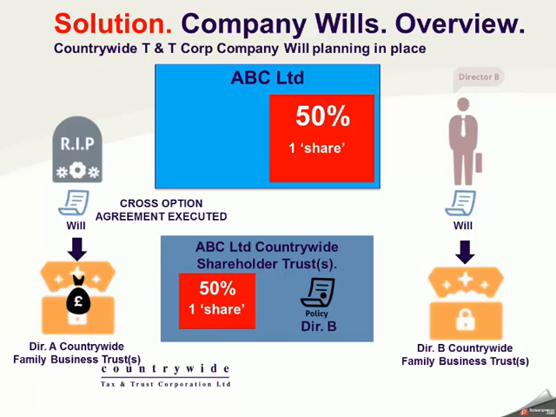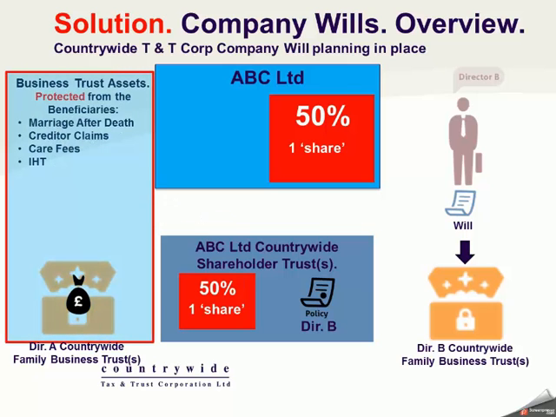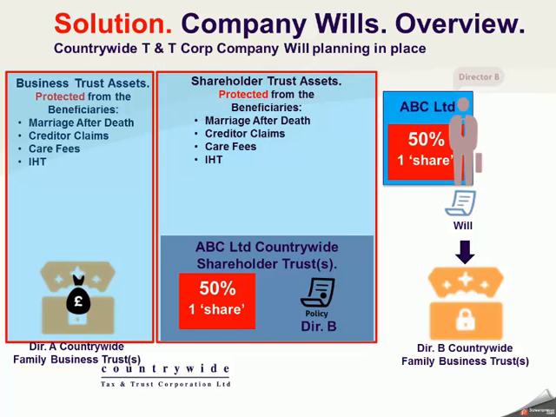The cross option agreement is now executed, and as you can see now, the life policy proceeds are held in the family business trusts, and the deceased share is now held in the shareholder trust or trusts. Now, in talking about the business trusts, those policy proceeds are now protected from Director A's remarriage, credit claims, care fees and future inheritance tax. The deceased share of the business now in the shareholder trust is also protected from Director B's marriage after death, credit claims, care fees and inheritance tax. Clearly, Director B still solely owns his one share of the business.